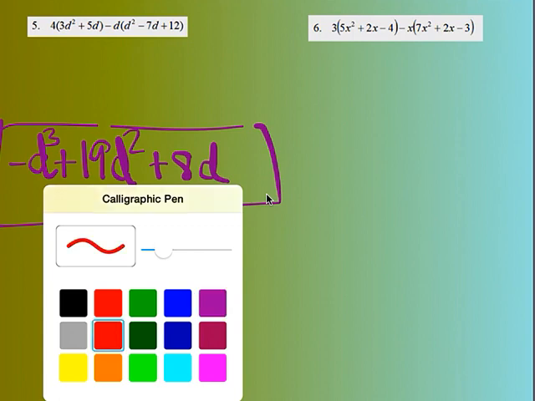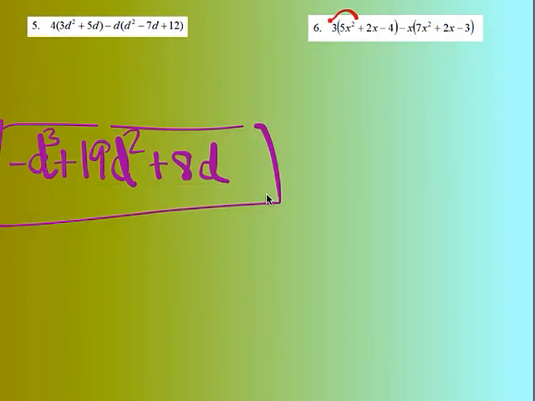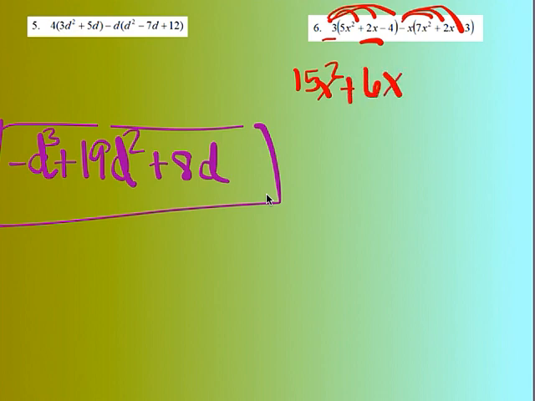So now let's go ahead and let's take a look at number 6. So same thing for number 6. I need to start by distributing in my 3 and my negative x, only into the parentheses that follow. So 3 times 5 is 15x squared. Okay, 3 times 2 is going to give me 6x. 3 times a negative 4 is just going to give me negative 12.